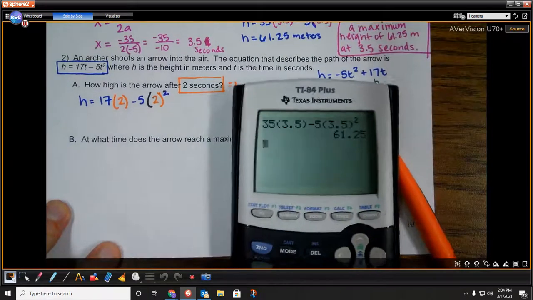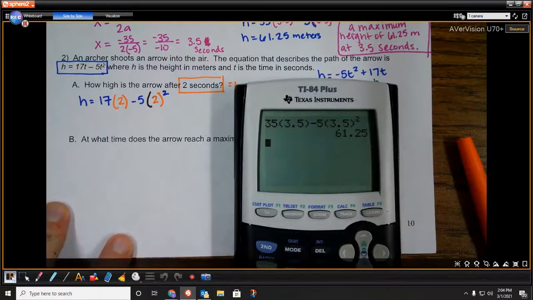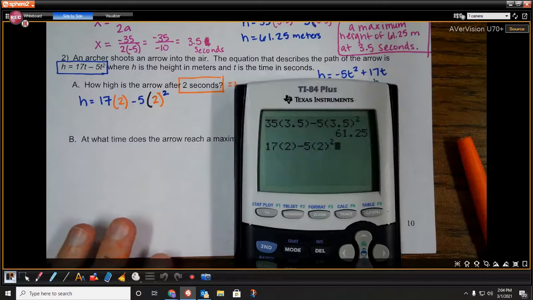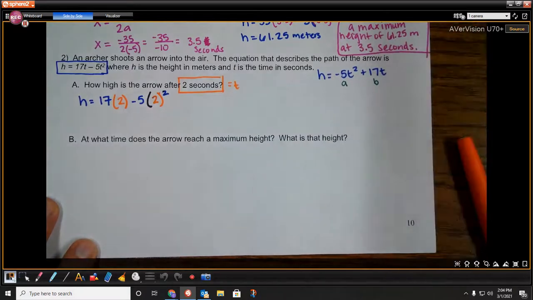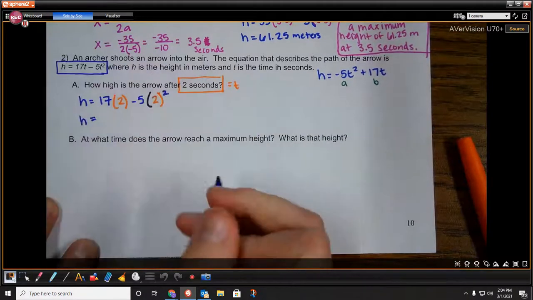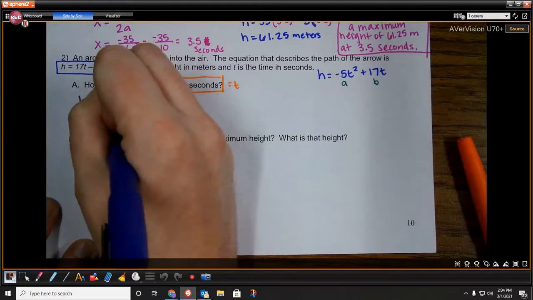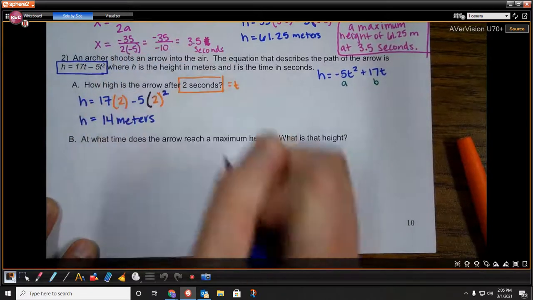So let's pop it in the calculator and let's see. So we have 17 times 2, so that's 34, minus 5 times 2 squared. So that's going to be minus 5 times 4. So I think it's going to be 14, right? 34 minus 20, yeah. 14 meters. So what we see here is that our height is going to be 14 meters, okay?